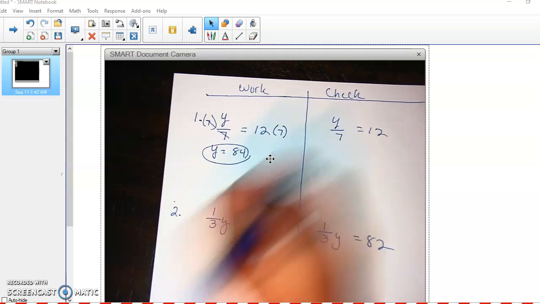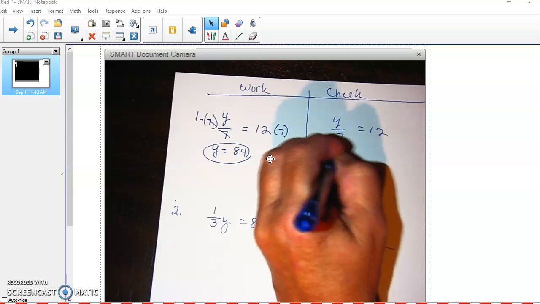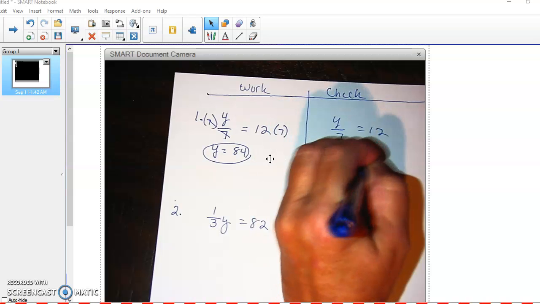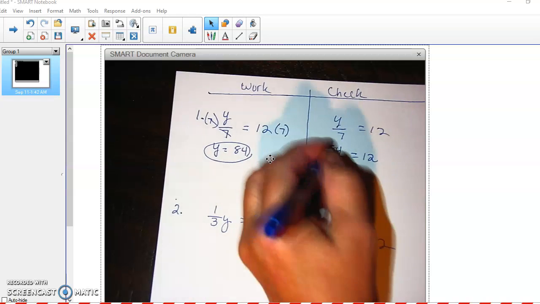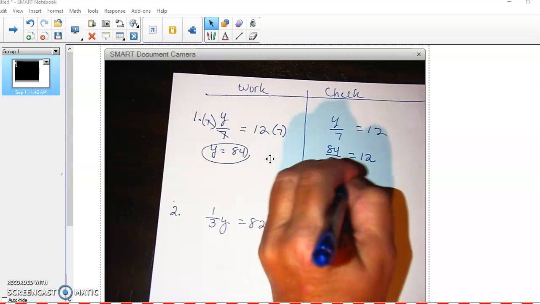Let's substitute that in to check and see if our answer is correct. So 84 divided by 7 is supposed to equal 12. 84 divided by 7 does equal 12. So the answer is correct.